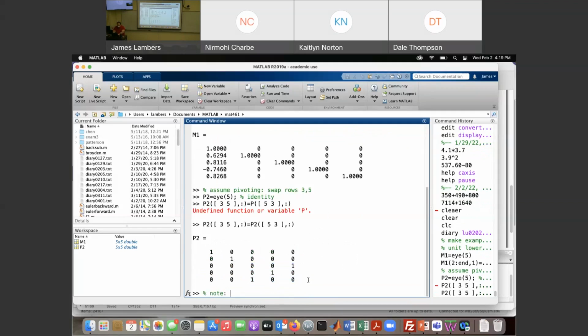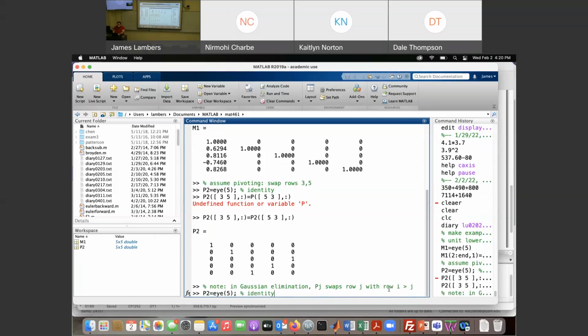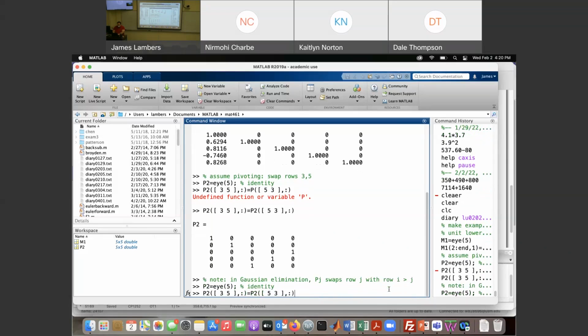I should point out that in Gauss elimination, the permutation matrix Pj swaps... Oh, you know what? I should not have done that. Wow, mistakes all over the place. It has to swap row j with a row i that's greater than j. So I goofed here. I need to remake this. I need to work with row 2.